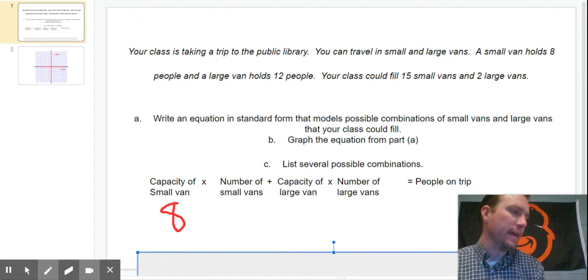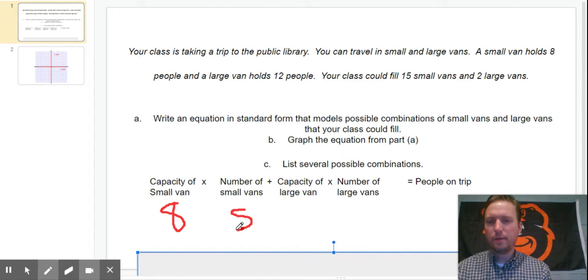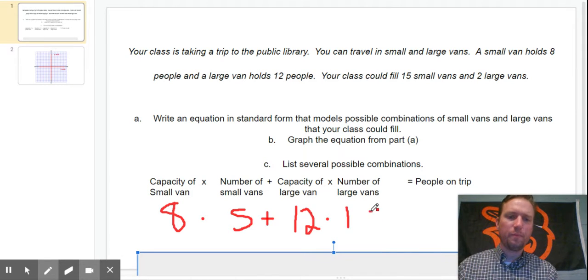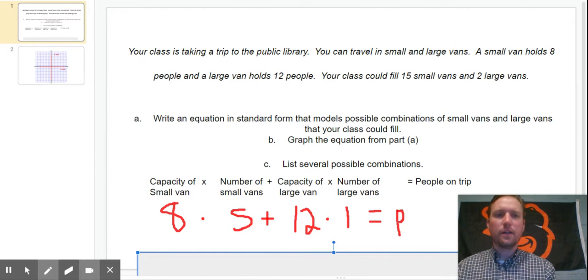What's the number of small vans? Well, we do not know, so I'm just going to use S. So 8 times S plus the capacity for the large van, 12, times the number of large vans. Again, we don't know how many large vans. That's the possibility. Now, the number of people on the trip, we also don't know. That would be P.